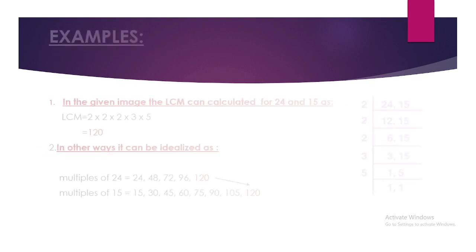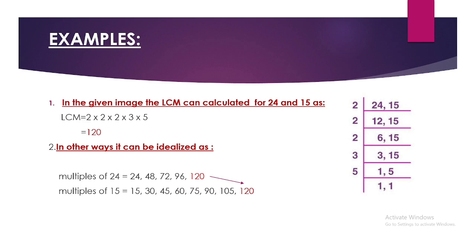If you see this example, you can get this very clearly. In the second point I have given, in other words, you can think of it intuitively. If I take an example of 24 and 15, the multiples of 24 are 24, 48, 72, 96 and 120. The multiples of 15 are 15, 30, 45, 60, 75, 90, 105 and 120.